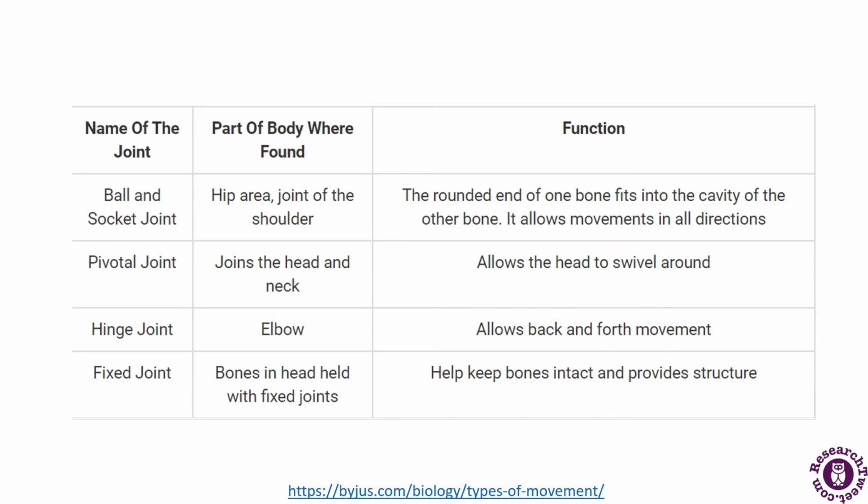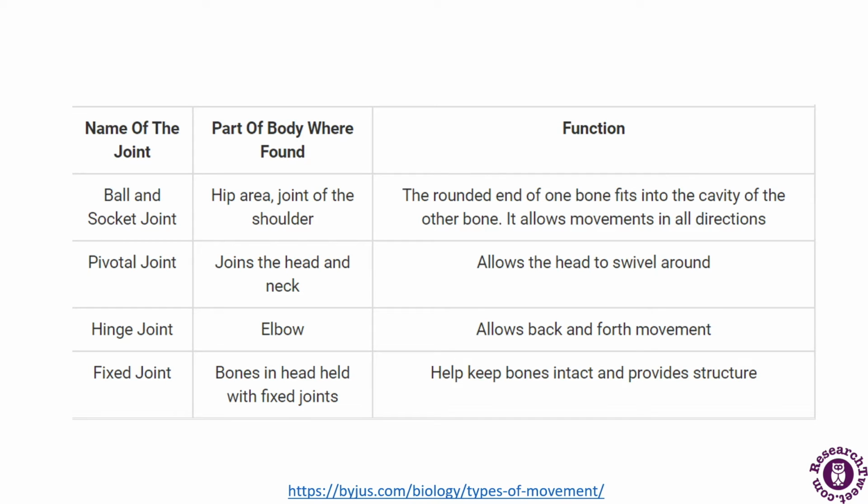These are some of the examples of joints, the parts of the body where they are found, and their function. The first is the ball and socket joint. Where is it found? It is found in the hip and the shoulder joint. What is its function? The rounded end of the bone fits in the cavity of the other bone and allows movement in all directions. So movement in all directions is because of the ball and socket joint.